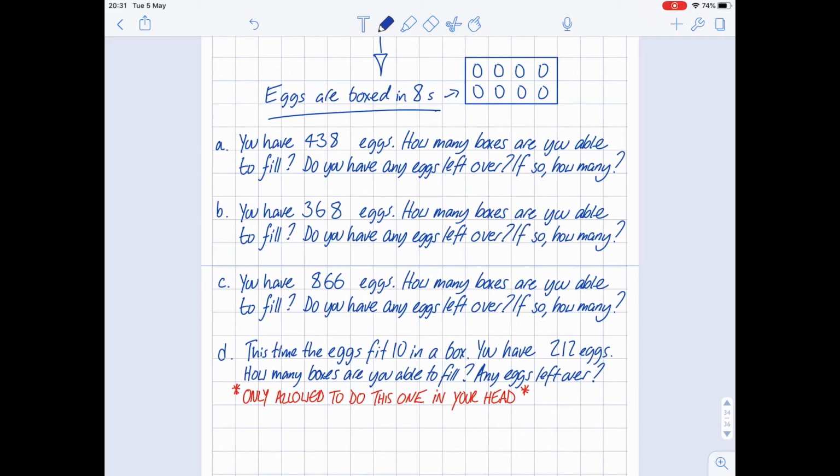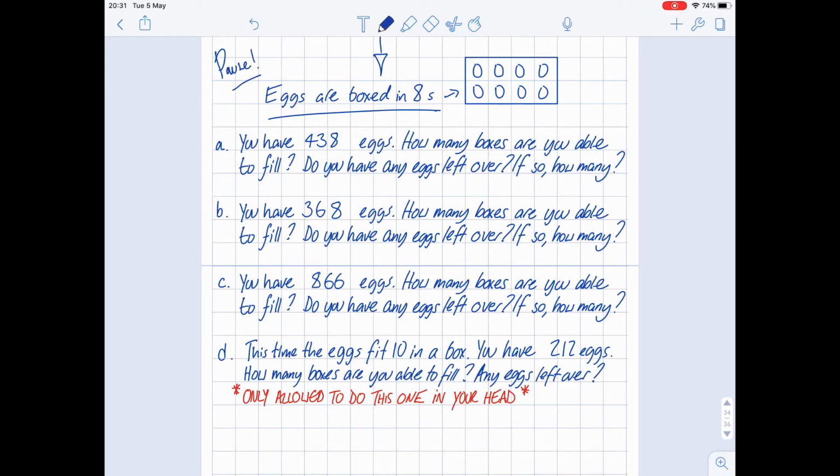For D, slightly different, and I've said you're only allowed to do this one in your head. Have a go. All right, have the confidence to have a go, because you're going to get the answer right eventually, because I'm going to go through it with you anyway. All right, so pause now, go through these, press play when you want to go through the answers. Good luck.